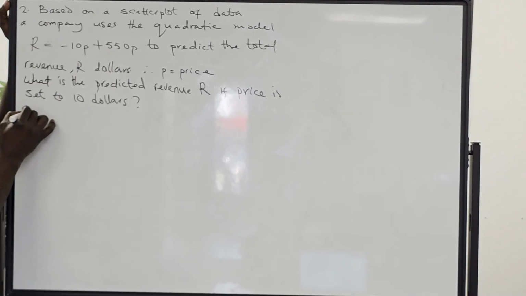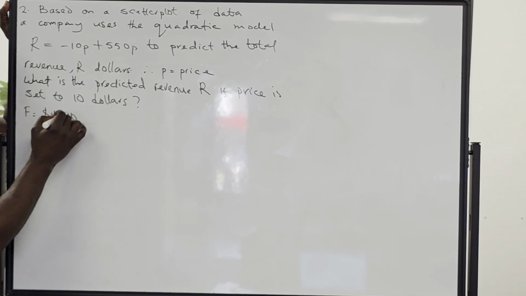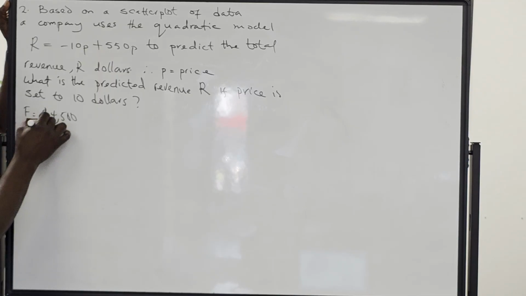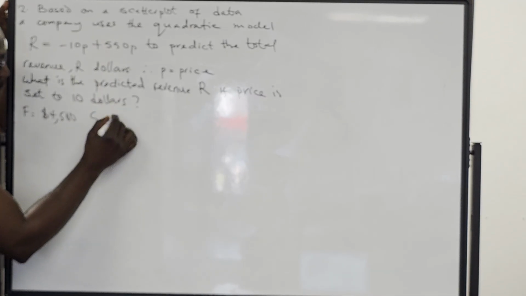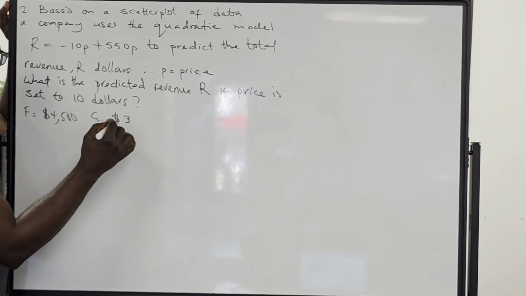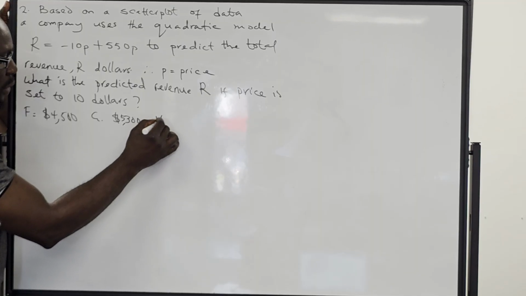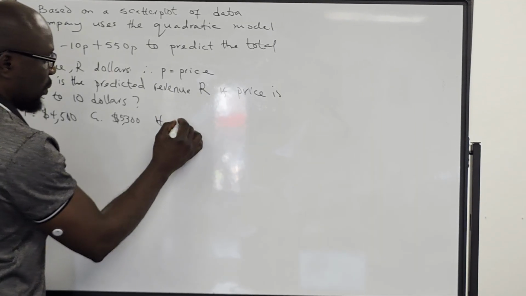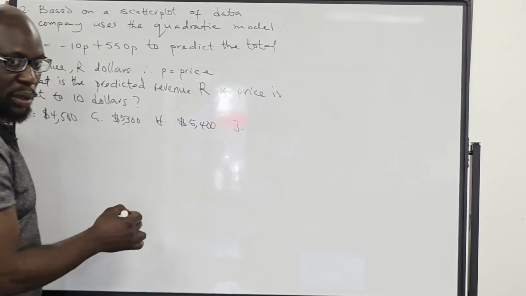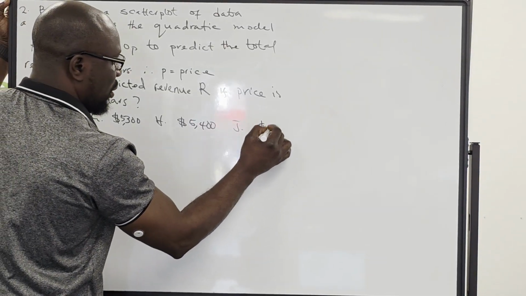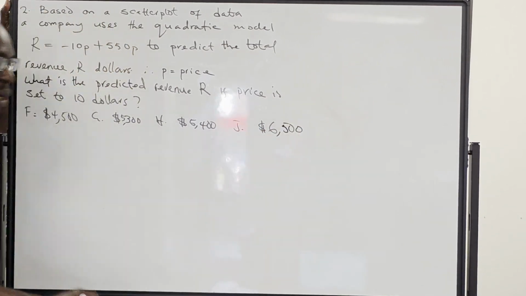And it gives us option F is equal to 4,500, option G is 5300, option H is 5400, and option J is 6500. So let's quickly solve this.